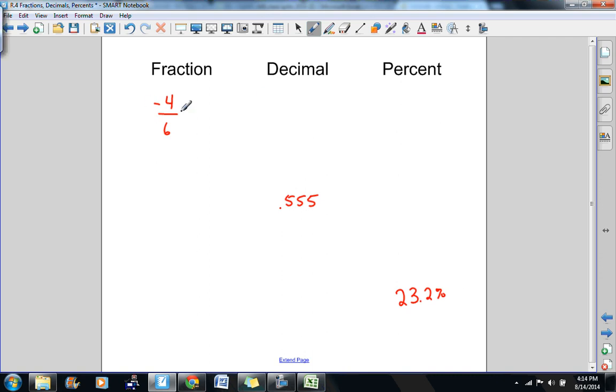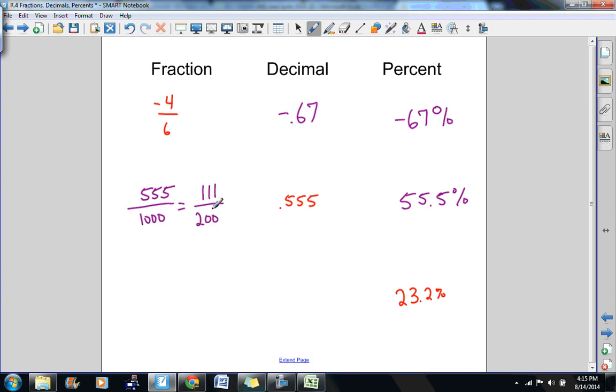So for this one, the decimal will be negative 0.67, rounding to 2 decimal places, and this will be negative 67%. For this one here, this is 55.5%, and 555 divided by 1,000. If I divide that by 5, I get 111 over 200.